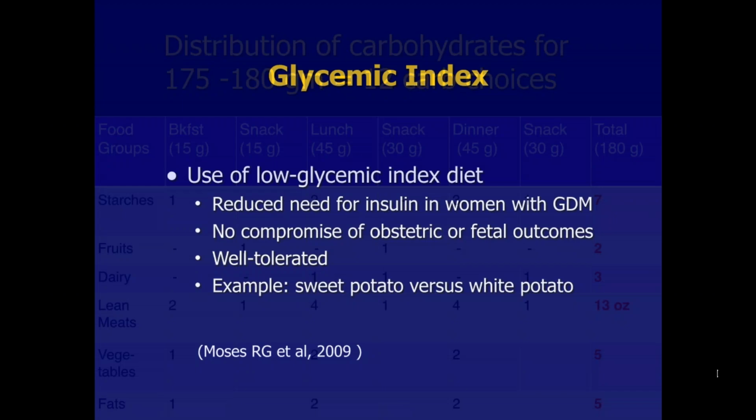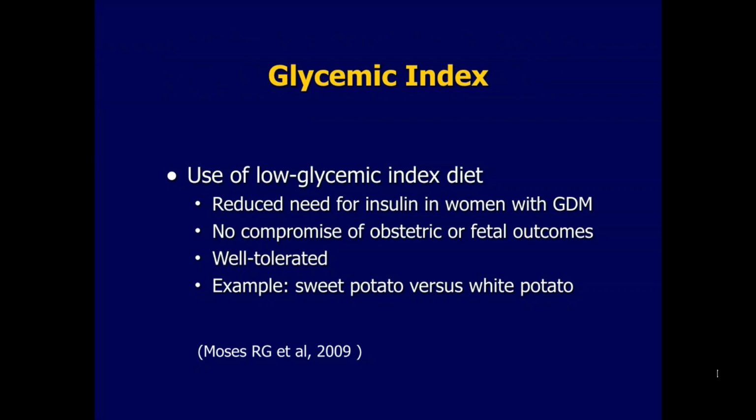The glycemic index is an extremely good tool to use if you think you have time in the session that you have. But I would say it would be a much more important tool if someone was on insulin, on medication, counting insulin to carb ratios. So I would highly encourage you using this. When using the low glycemic index diet, you're reducing the need for insulin in women with GDM. And there's no compromise of obstetric or fetal outcomes with this. It is very well tolerated, and examples are like sweet potatoes versus white potato.